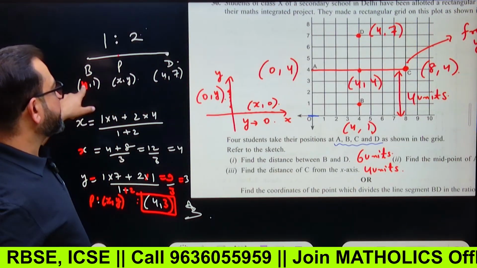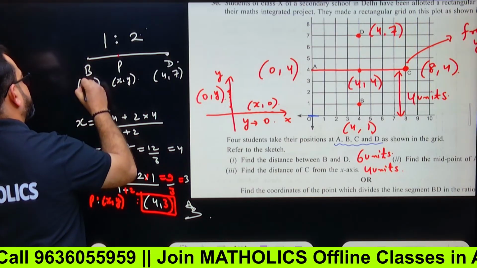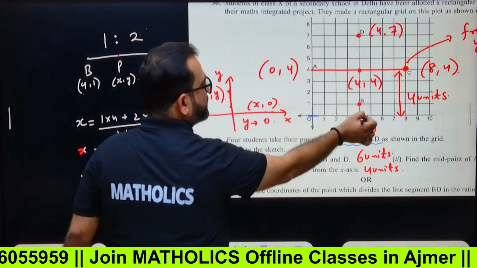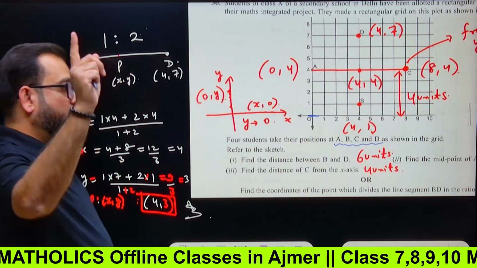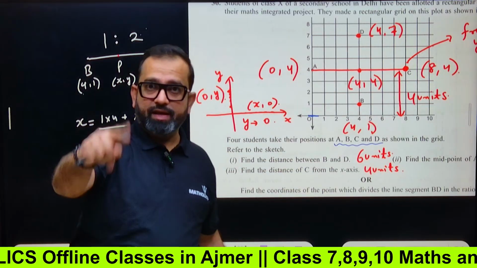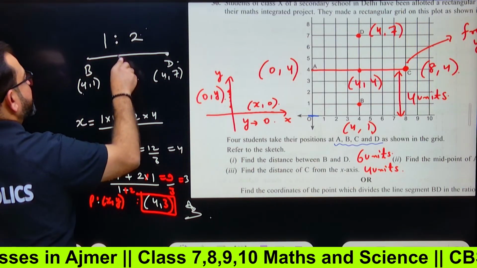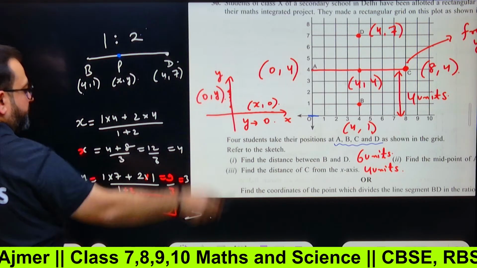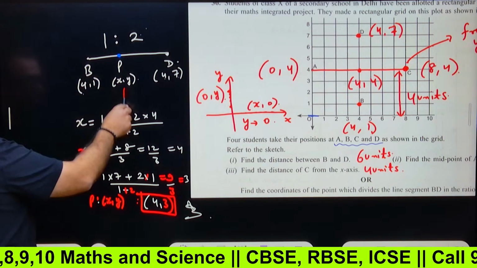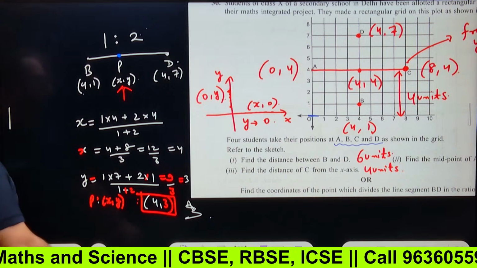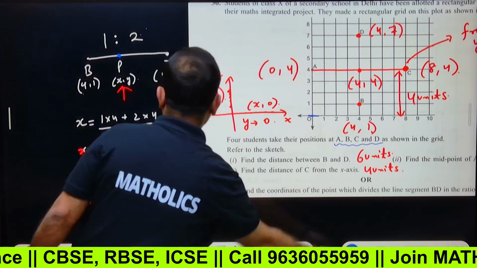Write the coordinates of B. The coordinate of B is 4,1. Write it down. What is D? It is 4,7. Now we have to find the coordinates of the point which divides the line segment BD in the ratio 1:2. So this is the point. Let the point be P. Now you have to find the coordinates of this x comma y so that P divides BD in the ratio 1:2. That's it. So how are we going to solve it?